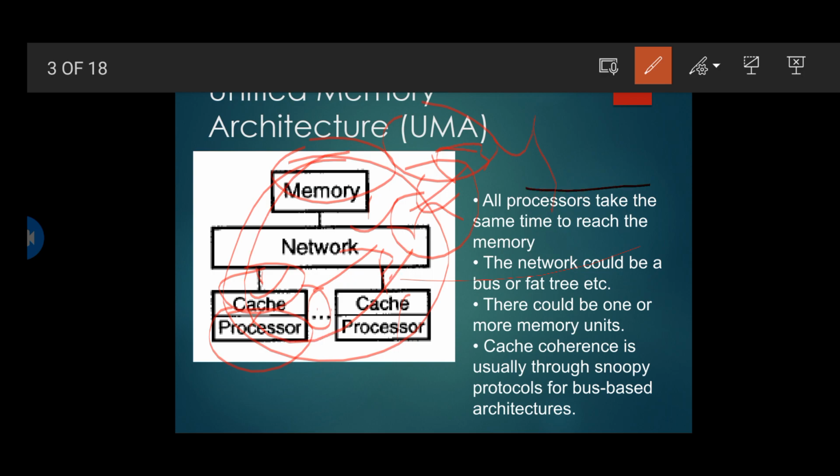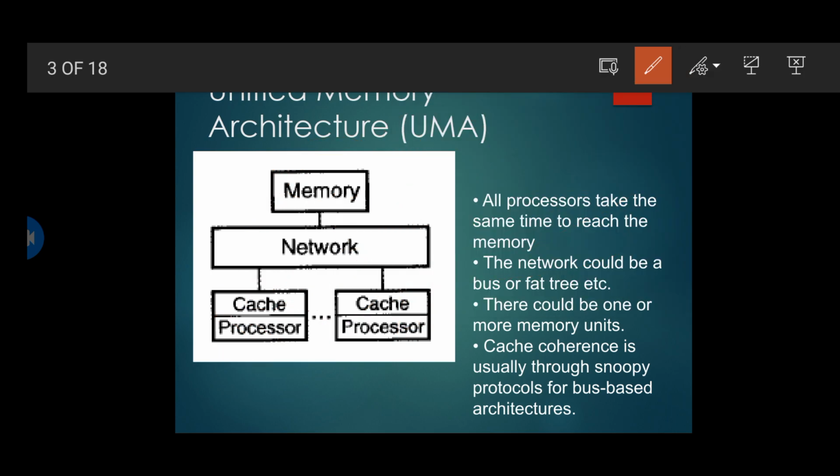Here all processors take the same time to reach the memory. If the processor wants to fetch an instruction, it will first search in the cache. If it doesn't get it, it will fetch from the memory via the bus. If this processor wants it, it will first look in the cache, and if it doesn't find it, it goes to memory. You can see this processor and this processor take the same time to reach the memory.